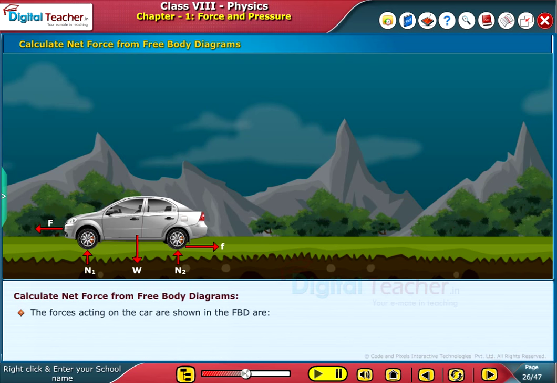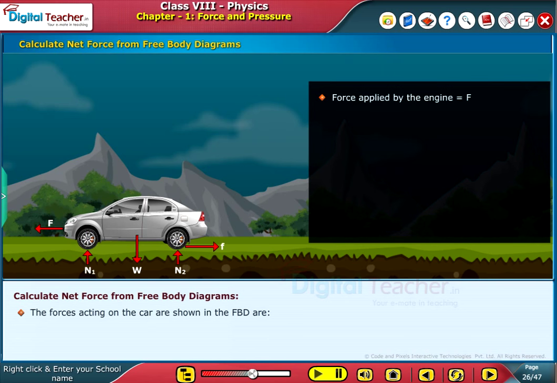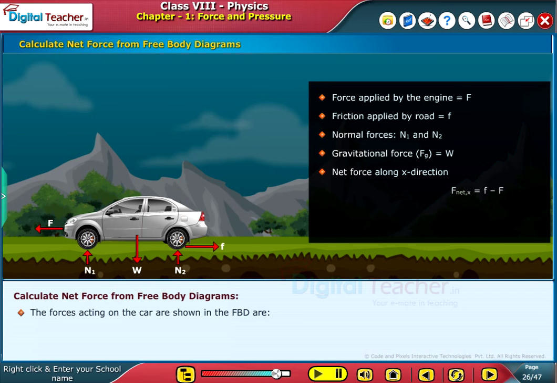The forces acting on the car are shown in the FBD. Force applied by the engine is equal to capital F. Friction applied by road is equal to small f. Normal forces are N1 and N2. Gravitational force Fg is equal to W. Net force along x direction is equal to small f minus capital F. Net force along y direction is equal to N1 plus N2 minus W.